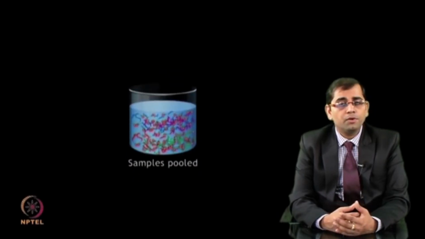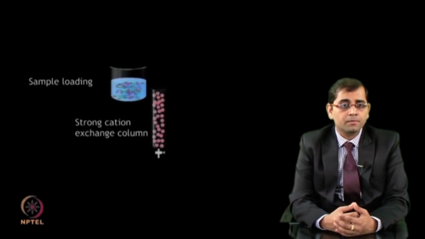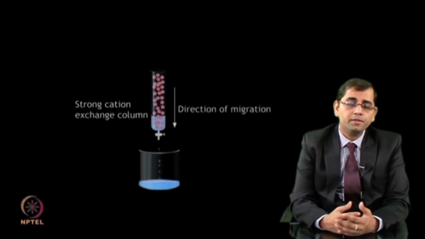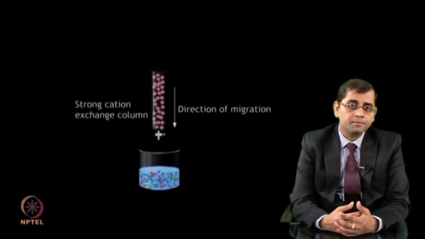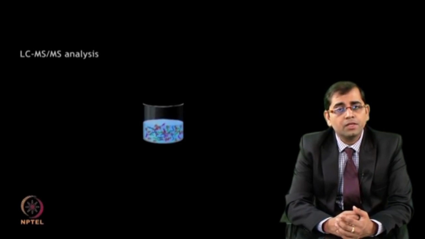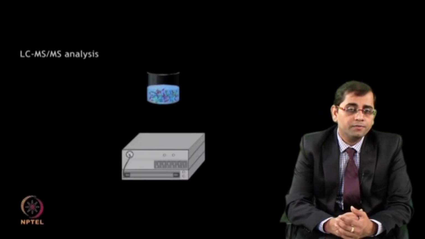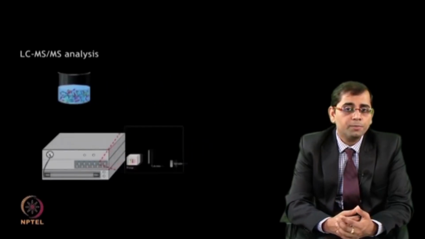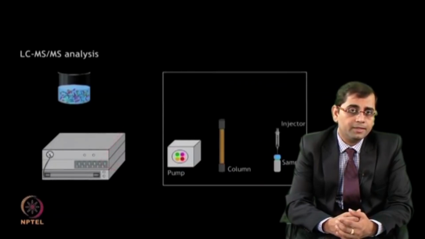In the iTRAQ 4-plex reagent set, the m/z values range from 114 to 117. There is a balance group of mass 28 to 31 Dalton. Therefore, the overall mass of the reporter and balancer component remains constant. During the MS-MS fragmentation, the reporter ions give peaks at 114, 115, 116 and 117, which provides the information about the peptide or protein abundance.